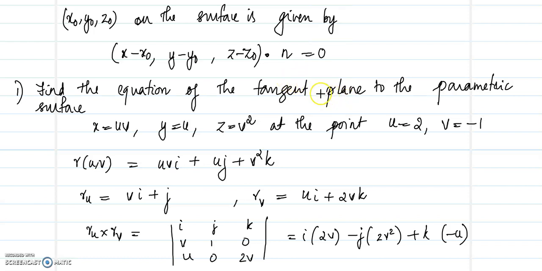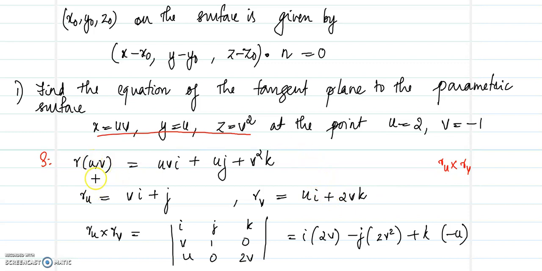We are given a surface with the parametric representation x equal to x of u v, y equal to u, and z equal to v square. So we can express the equation of the surface in the form r of u v equal to v i plus u j plus v square k. For the normal vector, we need to find r_u cross r_v.